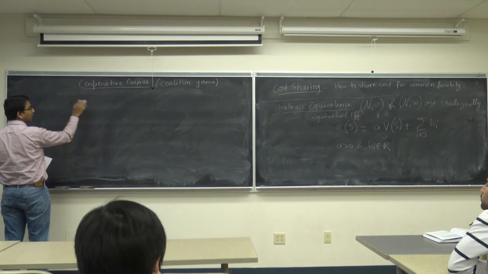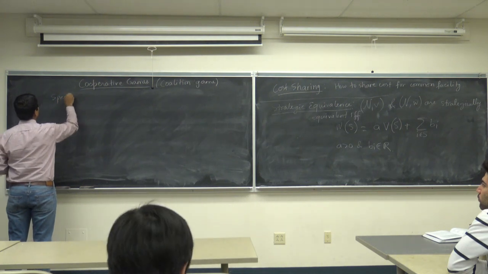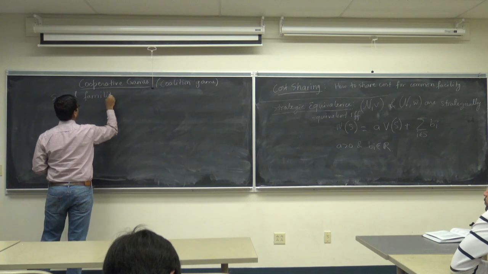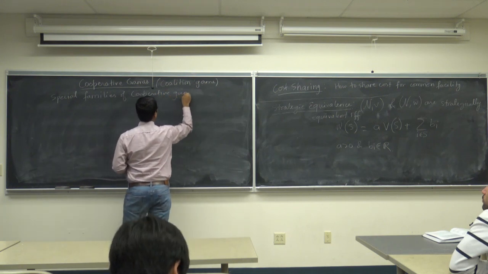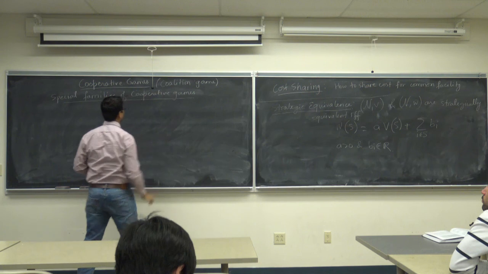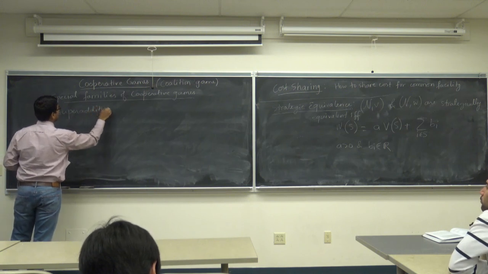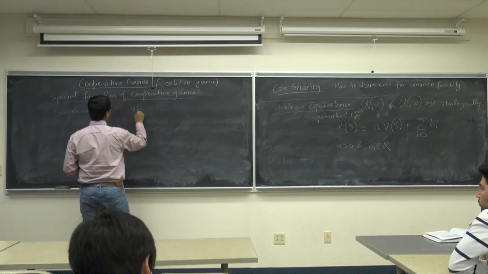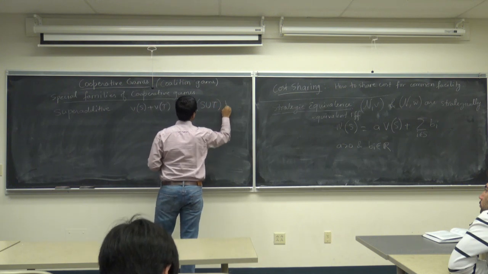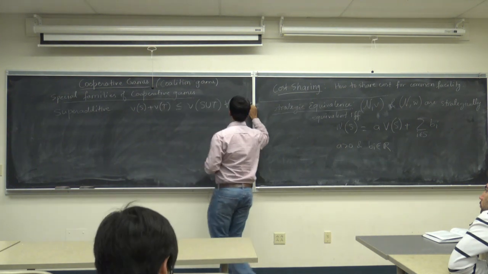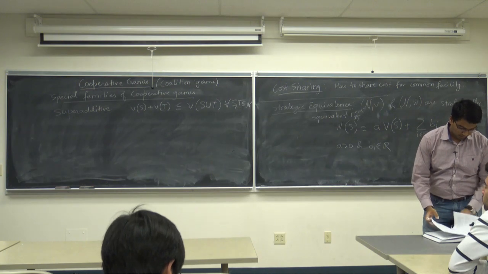So that's one topic. Then the next topic is special families of cooperative games. So you have superadditive, where V of S plus V of T is less than or equal to V of S union T for all S, T subset of N. I think S and T need to be disjoint as well. Let me just check.